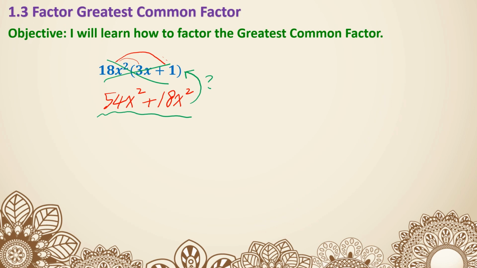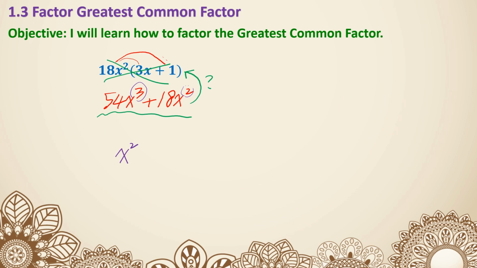Oh, I actually had one mistake. This first thing should actually be a cube. Okay, now let's think. How can we get back? Or in other words, how can we take out 18x squared? The x portion might actually be easy for you to think about. Well, the first one has 3 of them. The second one has 2 of them. X squared is the most that you can take out. You can take out x squared.